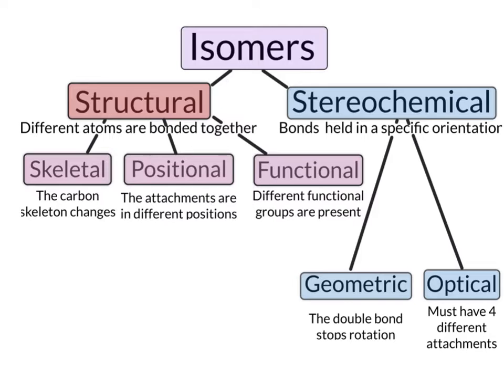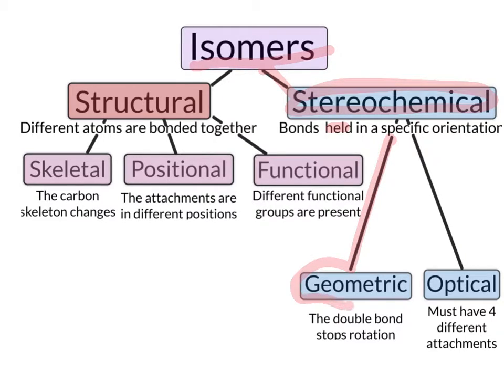In this video we're going to talk about isomers that are stereochemical isomers. Stereochemical isomers have bonds that are held in a specific orientation. What that means is that the attachments are all on the same carbons, and the oxygens and hydrogens are all in the same places. But what's different is the way that they're held. This means that they have to have specific structures that cannot change. And the one that we're going to talk about in this case is going to be the geometric isomers.